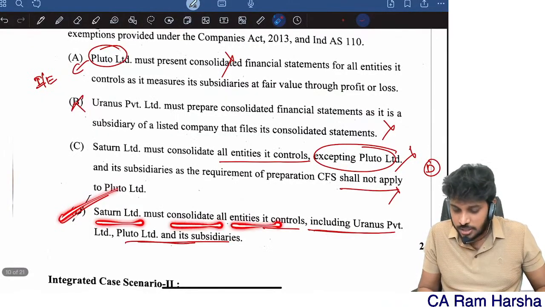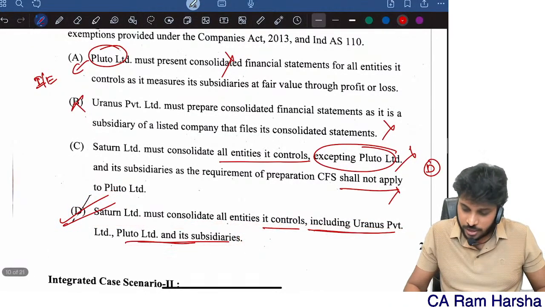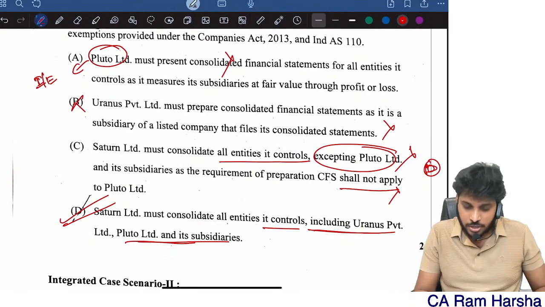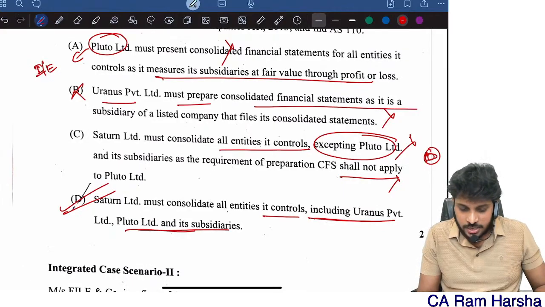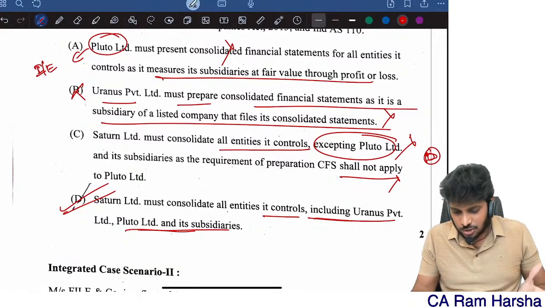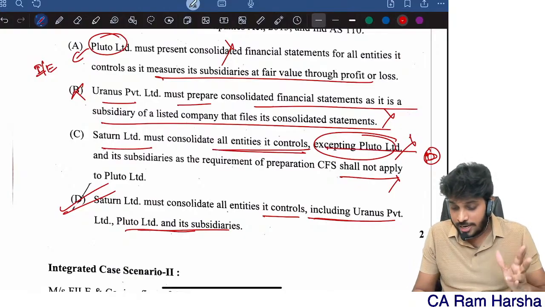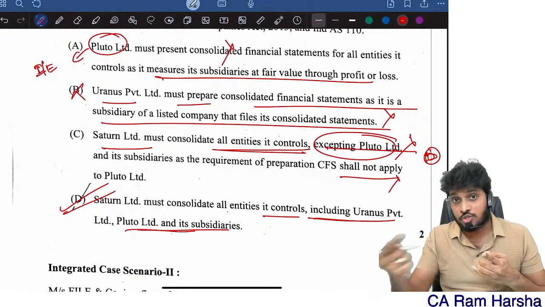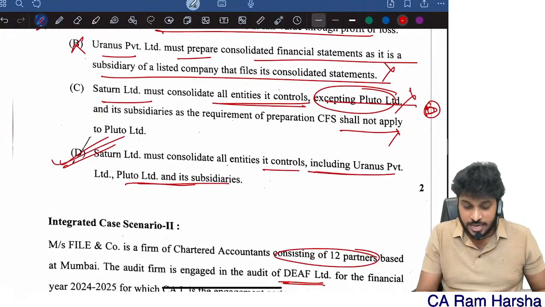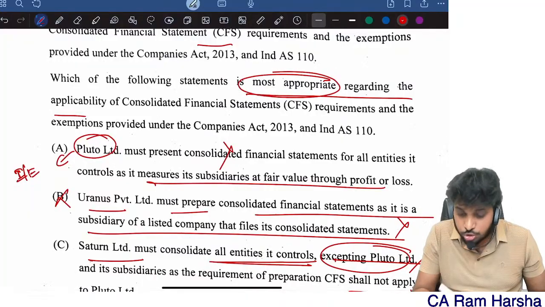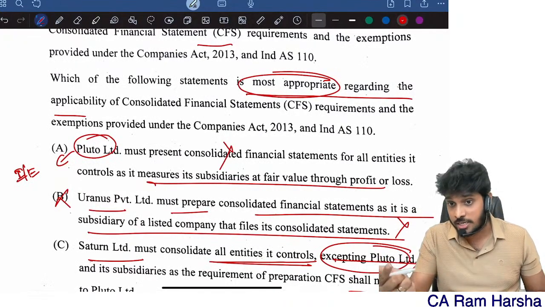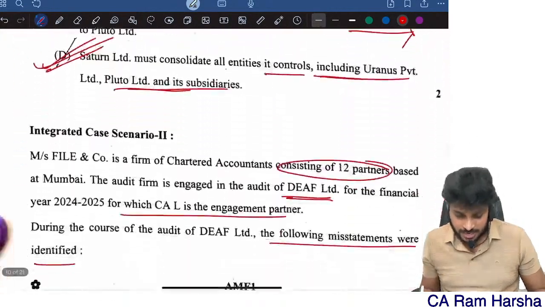Saturn Limited consolidates all entities. That's the correct answer. The remaining answers are wrong. Pluto Limited must present for all entities. That's wrong. Uranus must prepare consolidated as it is a subsidiary of a listed company. No, that is also wrong because it's an intermediary company. Saturn Limited must consolidate all entities except Pluto. That is also wrong because Pluto is also one of the subsidiaries. That's it. Therefore, the most appropriate answer is D. By the way, the question asked is also most appropriate. They didn't ask which is not correct. They asked which is most appropriate. Next.